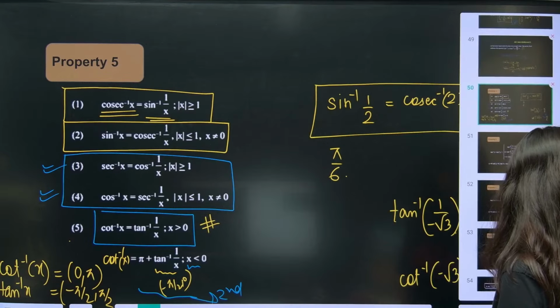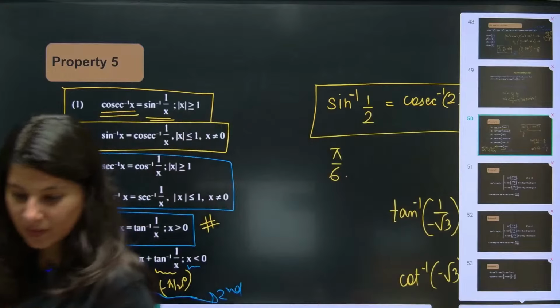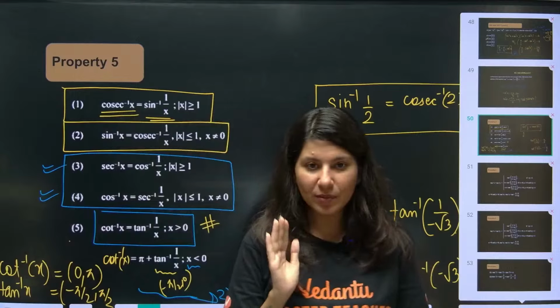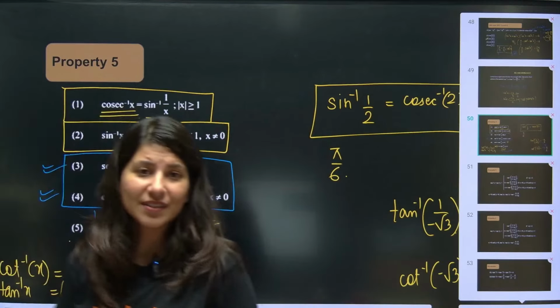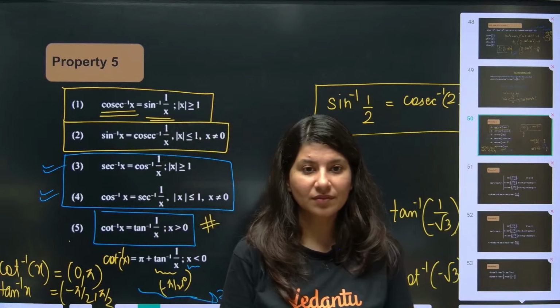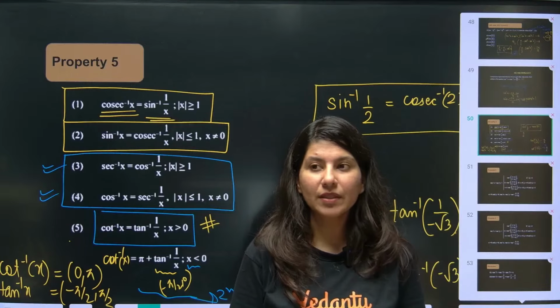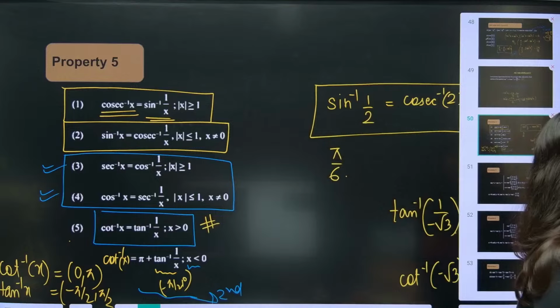Alrighty. Yes. Ready for property number 6? How many of you are ready for property number 6? Because after property number 6, we are going to solve some problems. How long can the class be? Let's see. Property number 6.